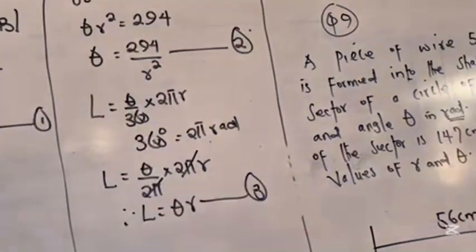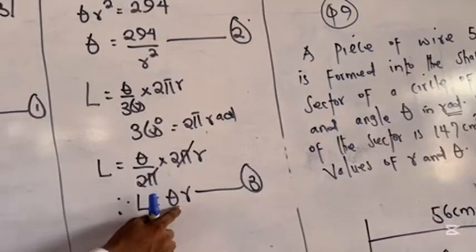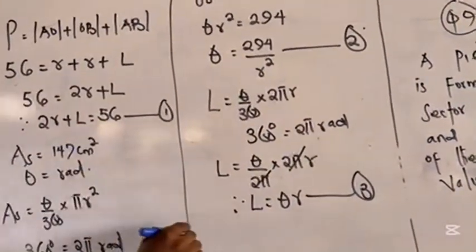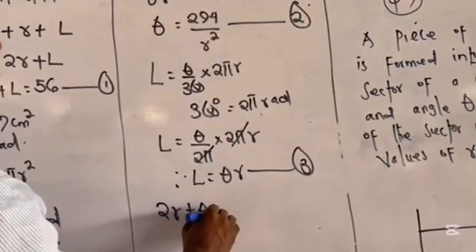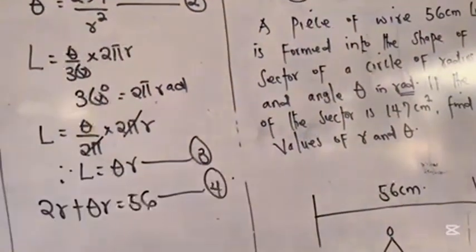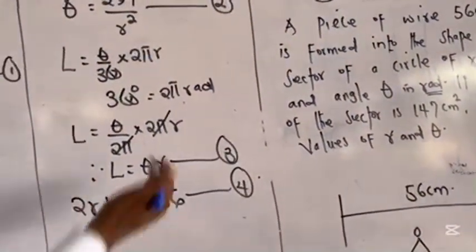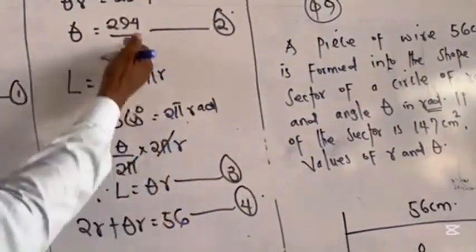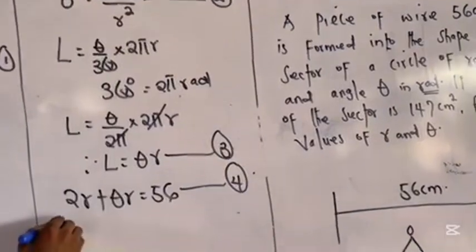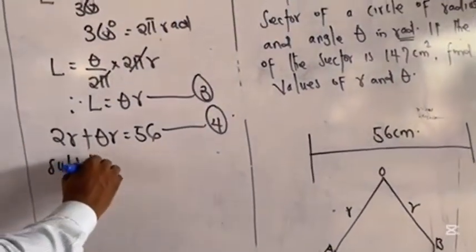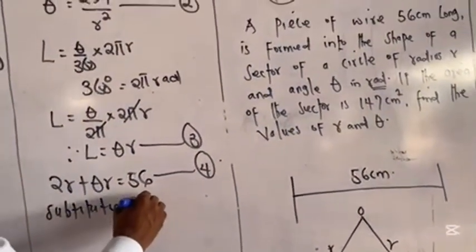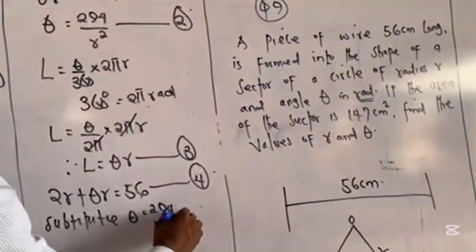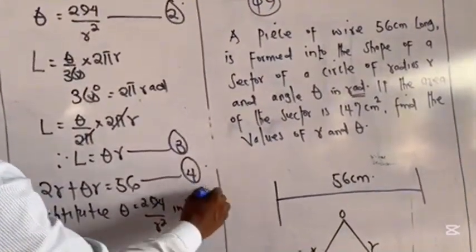Equation 3. So let's substitute this length of arc into equation 1. So we're going to have plus theta radius is 6, equation 4. So we have to solve equation 2 and 4 simultaneously because that is where we have values. So I will substitute theta equals 294 over r squared into 4.